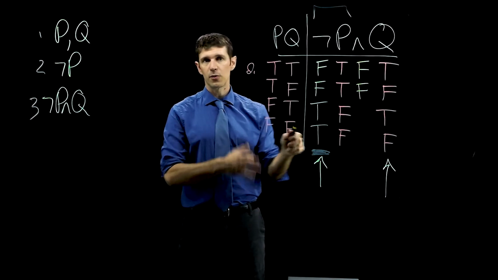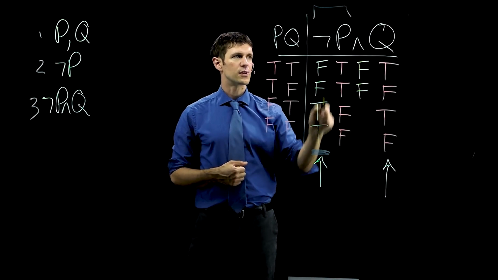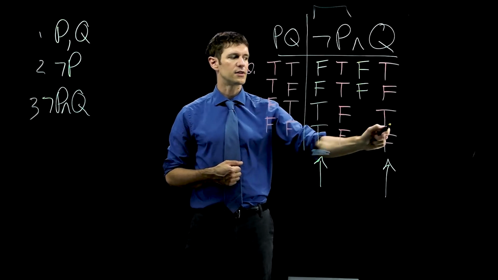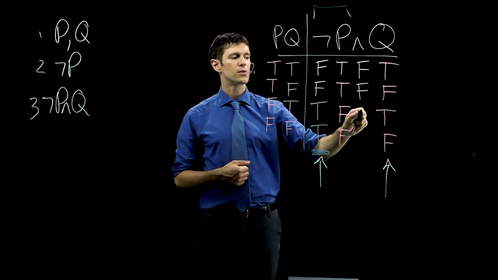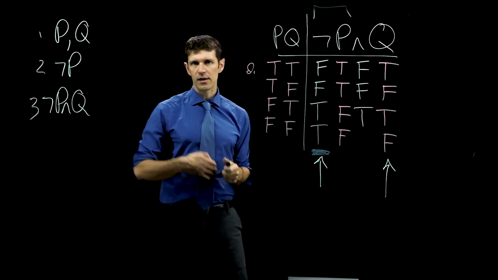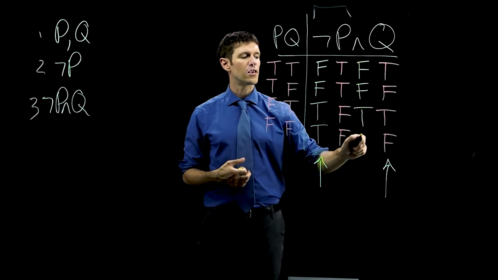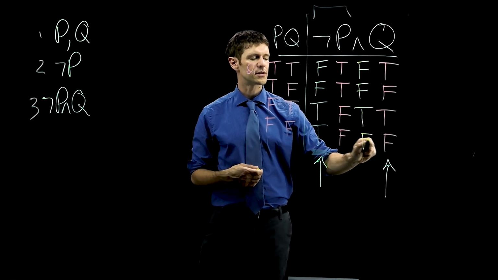At row 3, though, we see that we have true and true. This not P is true, and this Q is true, and so the result will be true. And then at row 4, we have true and false, and so the result will be false.